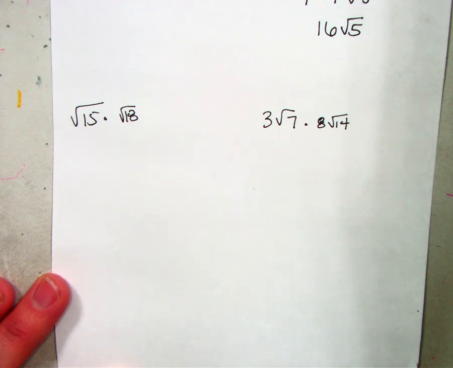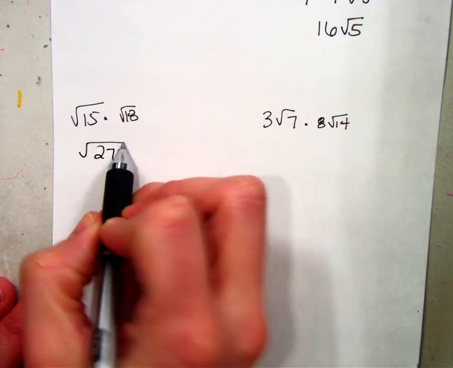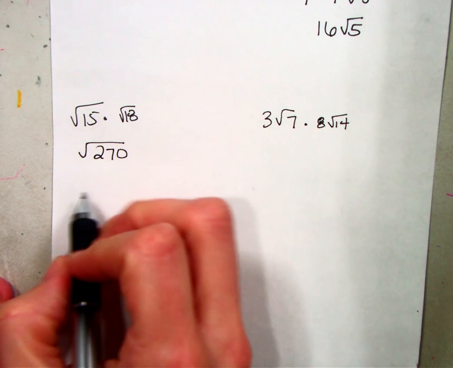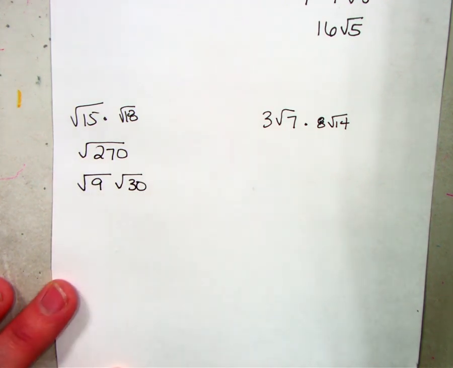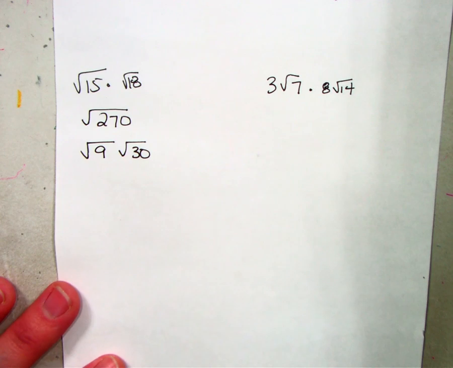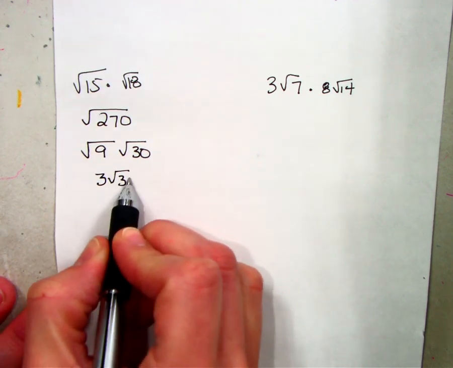So 15 times 18 is 270. And then we just look through 270 and see what it has inside of it. I know that this is a pretty big number, but 9 goes in there, and 30. And I know 30 looks like it has to be broken down because it's 3 times 10, or 2 times 15, or 5 times 6. None of those numbers are perfect squares. So 30 actually cannot be broken down. So we have the biggest perfect square right here. Final answer should be 3 radical 30 on that one.